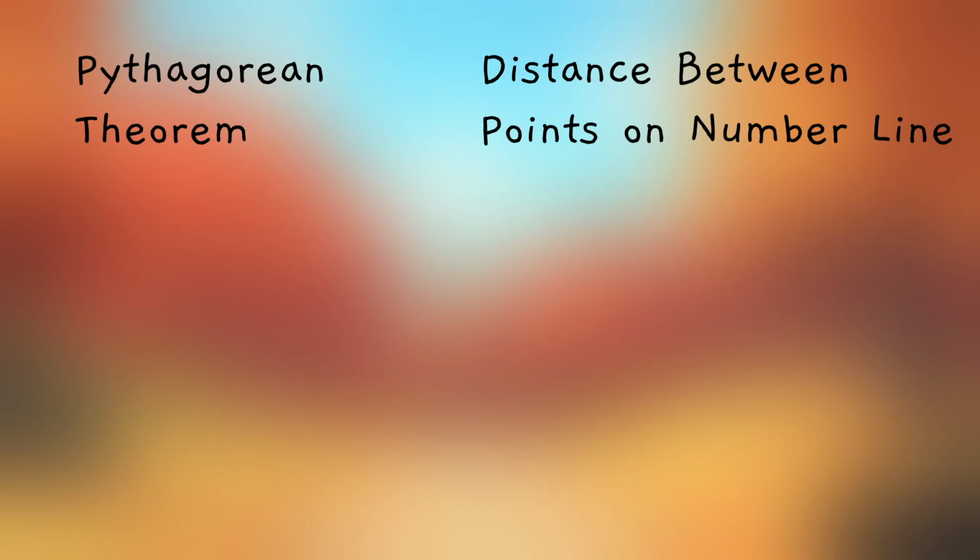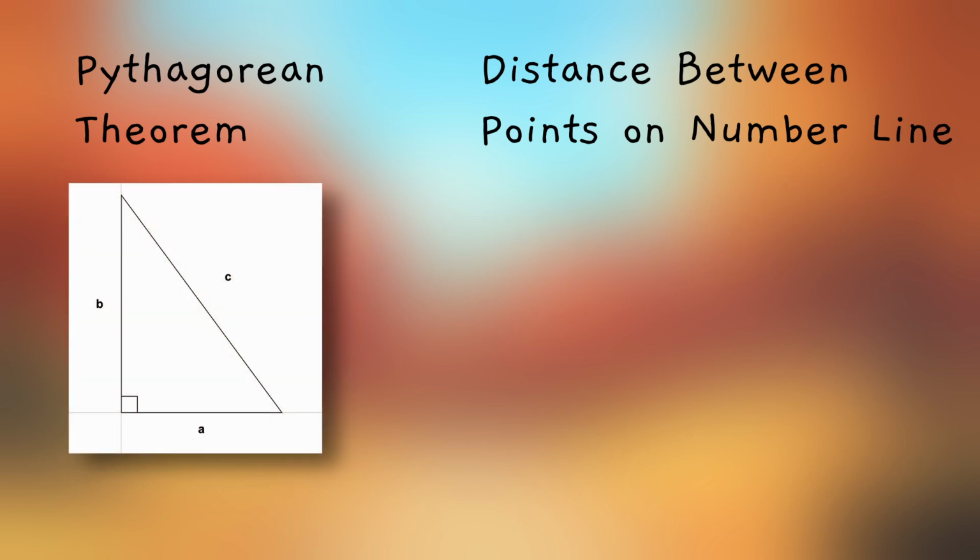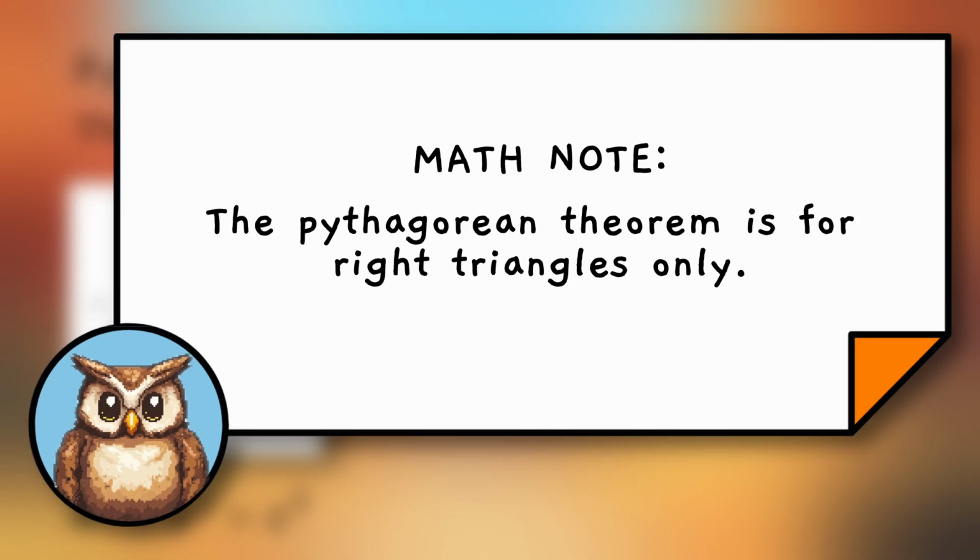But let's do a quick review. The Pythagorean theorem says that if you have a right triangle, that is a triangle with a 90-degree angle, and let's say the lengths of the 3 sides are A, B, and C, then the lengths of these 3 sides are all related, and the relationship is A squared plus B squared equals C squared. This formula only works for right triangles. It does not work for acute triangles or obtuse triangles.